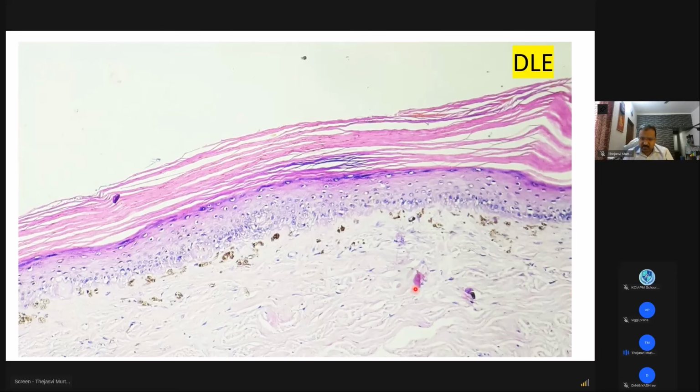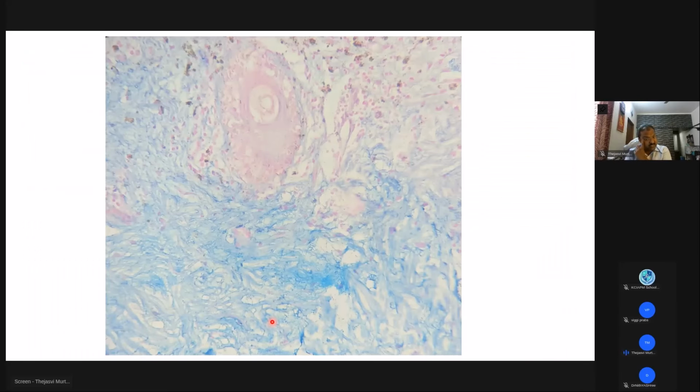Here you can also see the dermal collagen. It's sort of degenerated, that is somewhat hazy, somewhat smudgy looking. So this is basically because of mucoid degeneration of the collagen, and this is Alcian blue stain, where you can see the Alcian blue positivity of the collagen or mucoid degeneration. So, okay, depicting the mucoid degeneration. Now, this is a case of discoid lupus erythematosus with Alcian blue positivity.